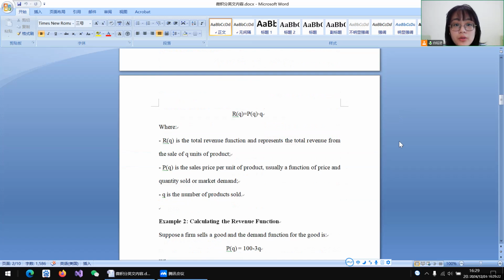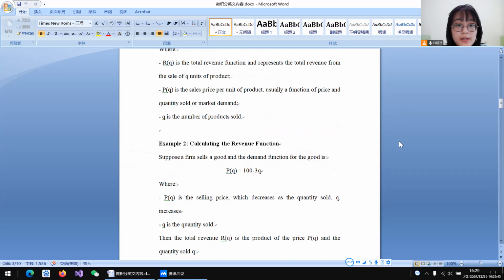We should know that R(Q) is the total revenue function and represents the total revenue from the sale of Q units of product. P(Q) is the sales price per unit of product, usually a function of price and quantity sold or market demand. And Q is the number of products sold.